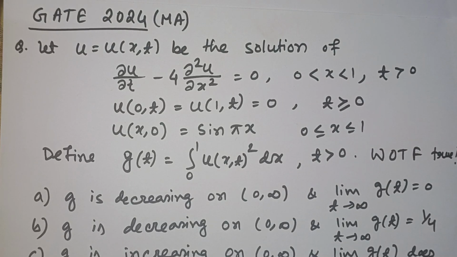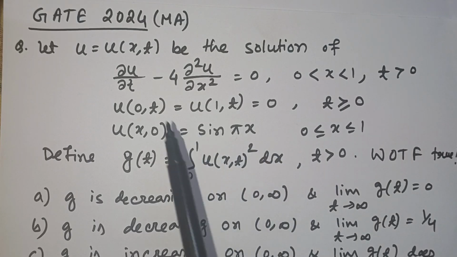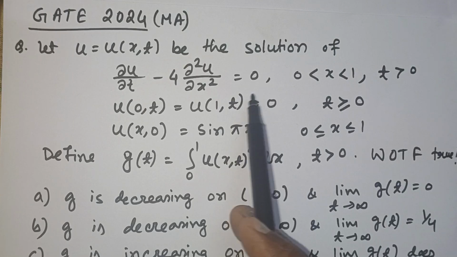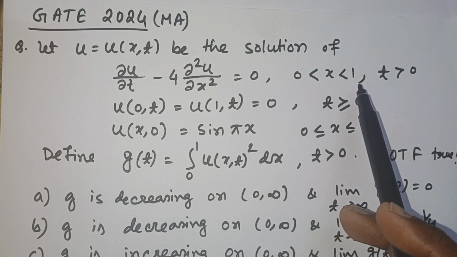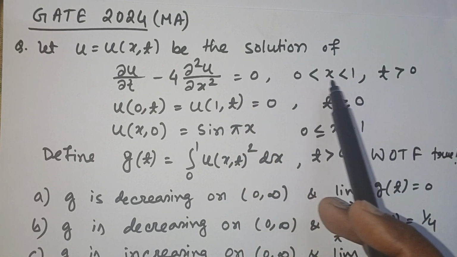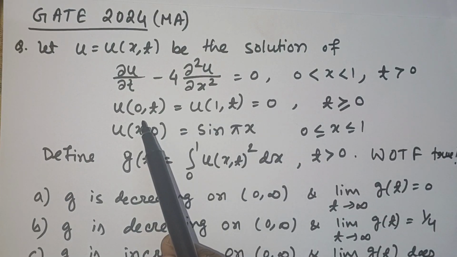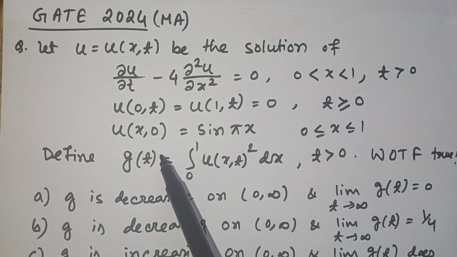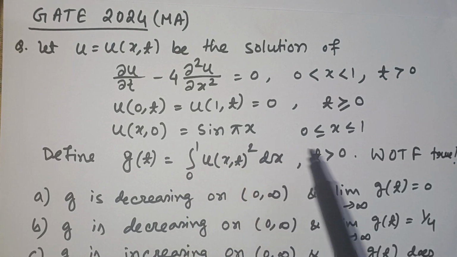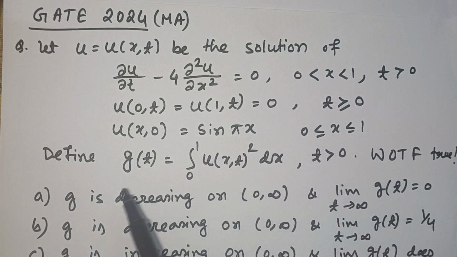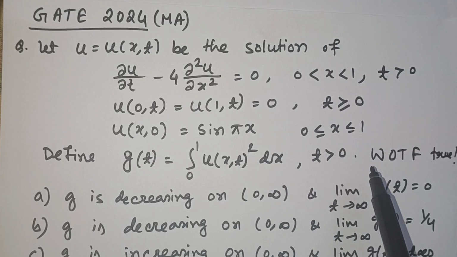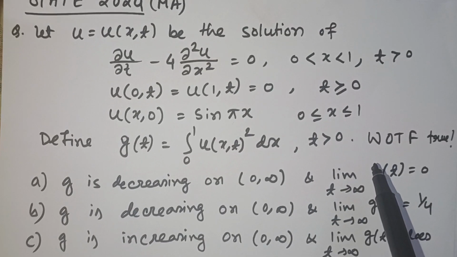So the question is, if u is the solution of del u by del t minus 4 del 2 u by del x2 equal to 0, where x is in the interval 0 to 1 and t is positive, also with the initial conditions u(0,t) equal to u(1,t) equal to 0 and u(x,0) equal to sin pi x, also define g(t) equal to integration 0 to 1 of (u(x,t)) whole square dx, then which of the following is true? We have to find out.